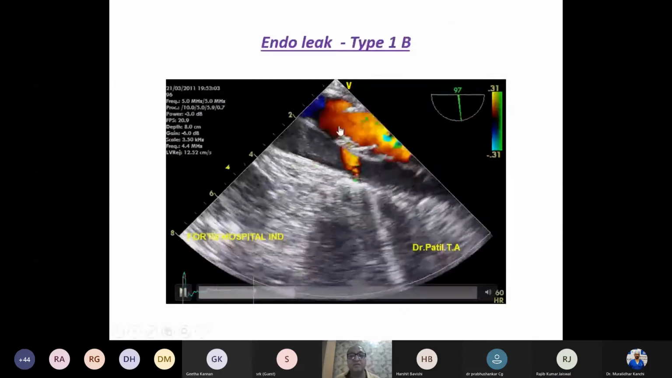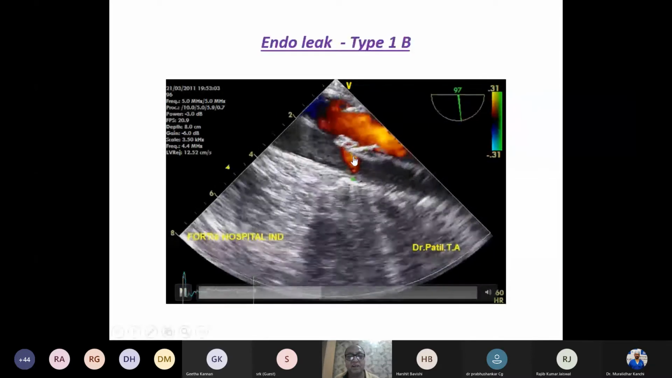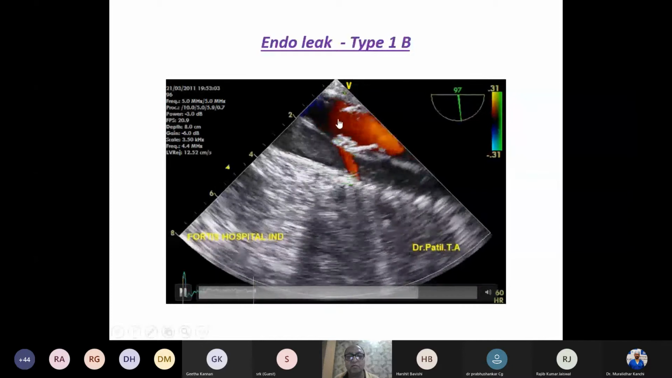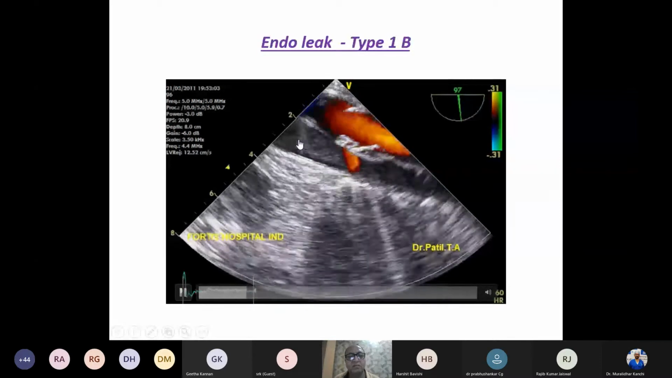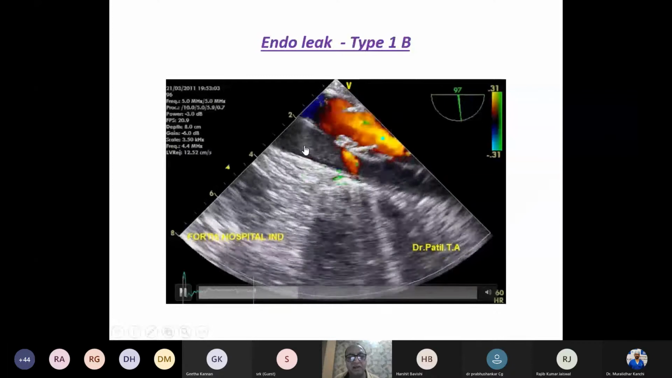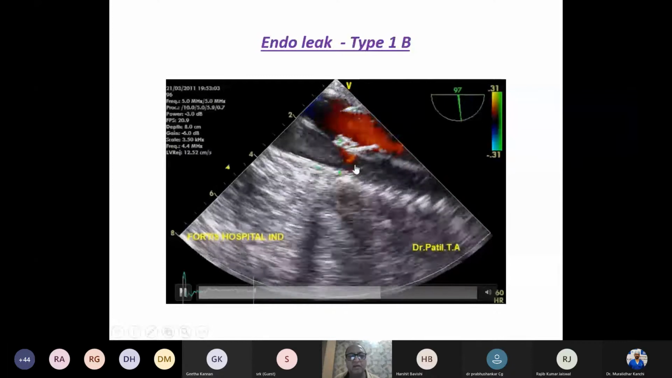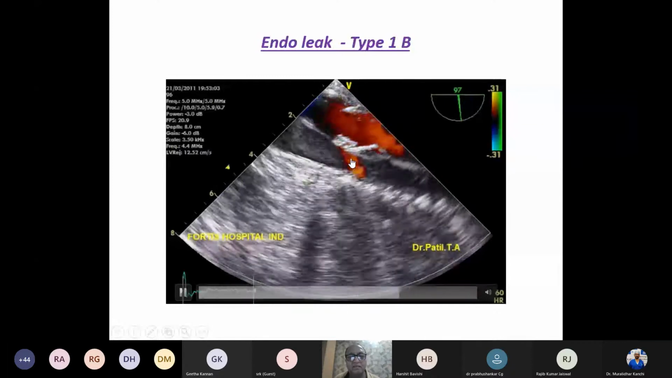Okay, now here, you can see the color flow. It is coming into the false lumen. This is the true lumen, and this is the false lumen. There is definitive movement of the spontaneous echo contrast. It is not static. I have shown you by color flow Doppler that there is a definite leak.